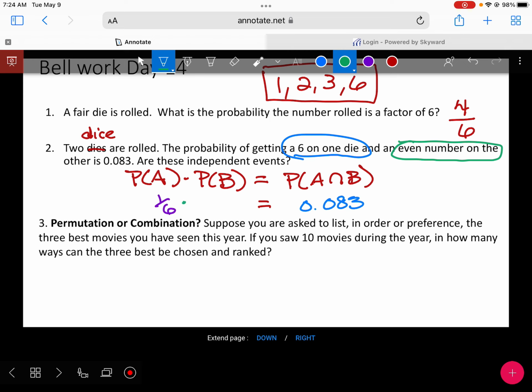3 out of 6. Now, we had something kind of similar to this on the skills check. When you are multiplying probabilities here, you have to multiply the top with the top and the bottom with the bottom. So 3 times 1 is 3. And 6 times 6 is 36.